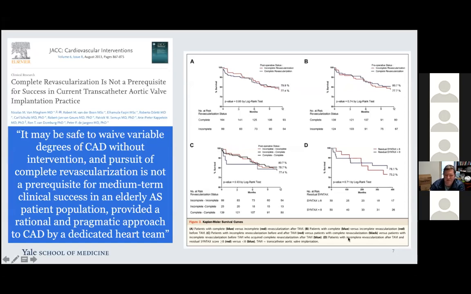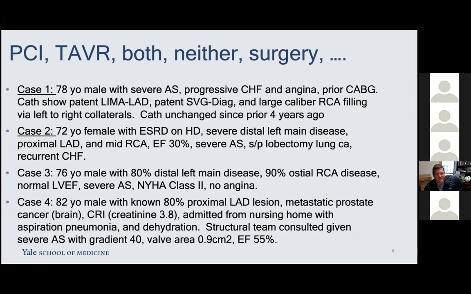And so I know Theo's on here, so I'll ask her to unmute herself, and maybe the other fellows can unmute themselves as well, and we can go back to these cases. So Theo, I'm going to call on you first because you're there. So a 78-year-old male with severe AS, the first one, what do you think?